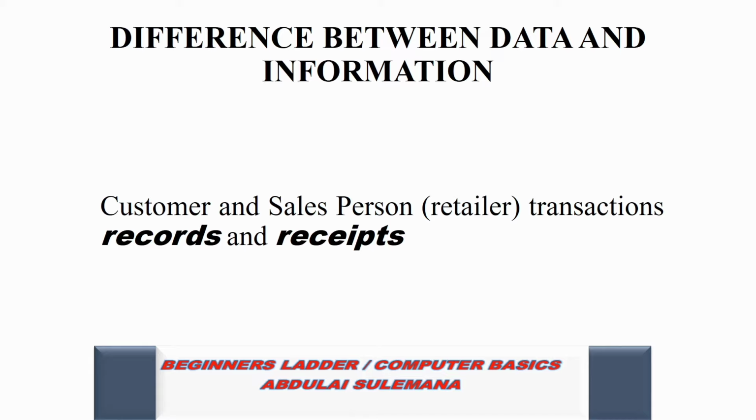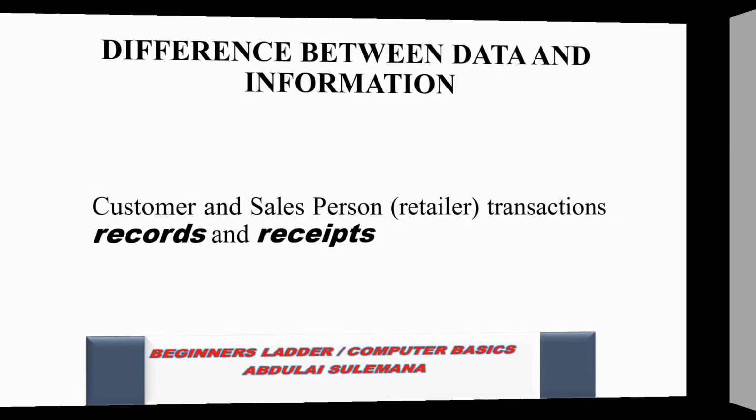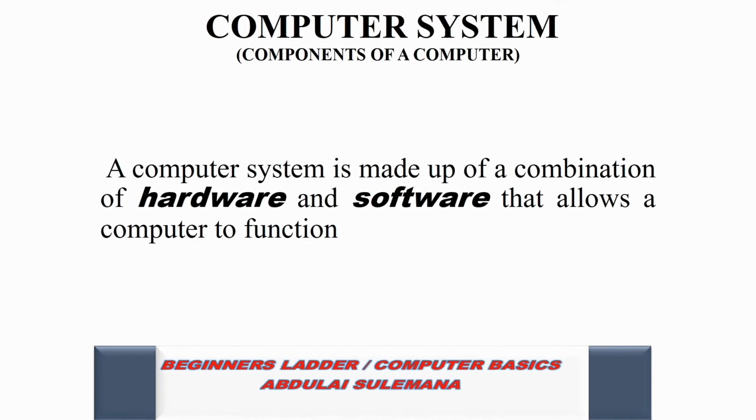So let's move to computer system, and that is to say the components of a computer. A computer system is made up of a combination of hardware and software that allows a computer to function. So this is to say that the hardware and software play roles together to make the computer functional. So what is a computer hardware?